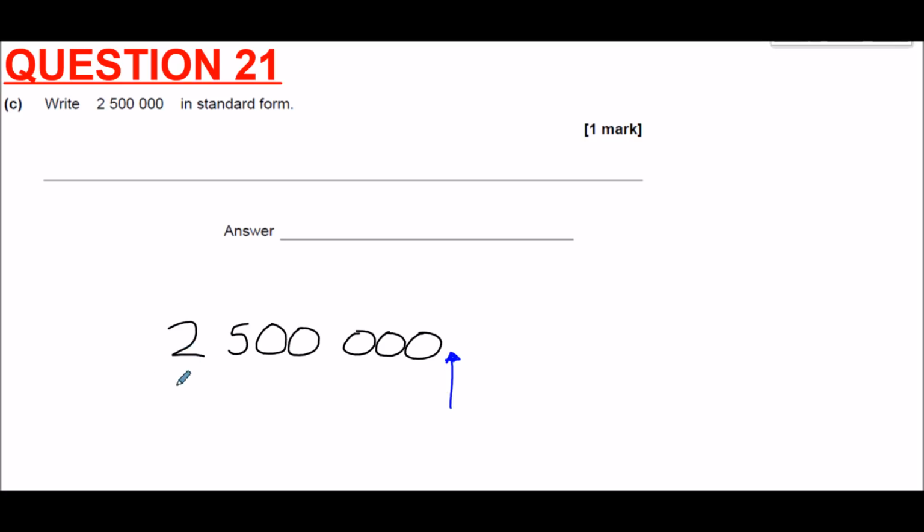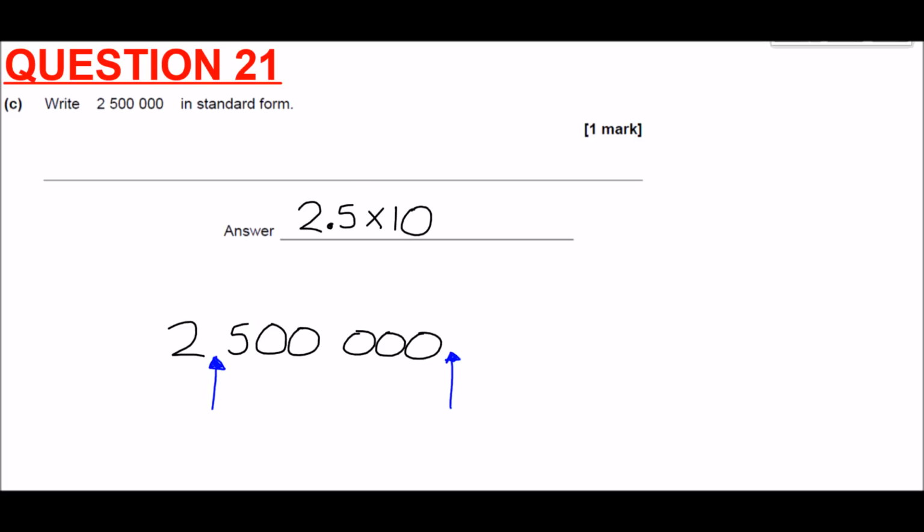So where would I put a decimal in this number to make it somewhere between 1 and 10? The decimal would have to go in between the 2 and the 5. If I put the decimal in between the 2 and the 5, the number would just become 2.5 and the other zeros wouldn't be needed. And so it's going to be 2.5 multiplied by 10 to a certain power.